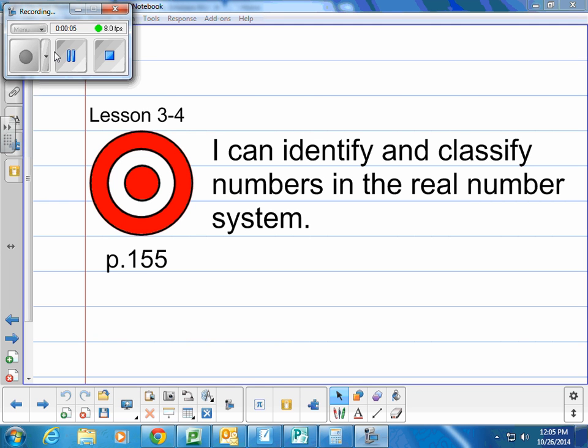I can identify and classify numbers in the real number system. This is something we talked about before. We talked about rational numbers. Today we're going to get into irrational numbers as well. Following along with your book, we are on page 155.